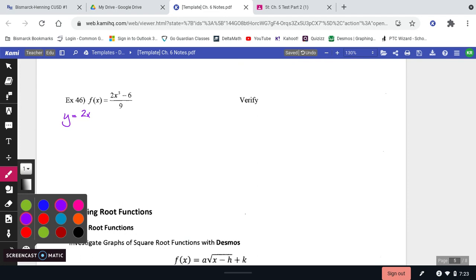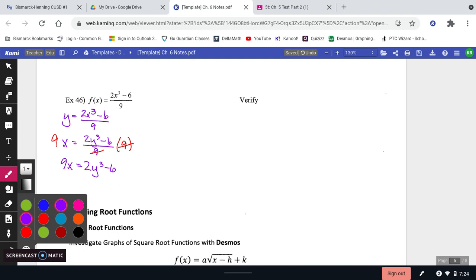And then we're going to swap the x and the y. So x is going to equal (2y cubed minus 6) over 9. And now we're going to work on solving. So first thing here, I'm going to multiply both sides by 9. Okay, so then the 9's reduce. So we have 9x equals 2y cubed minus 6.